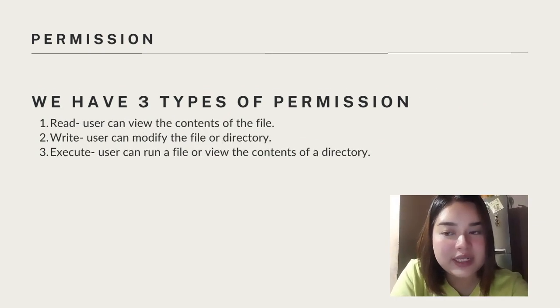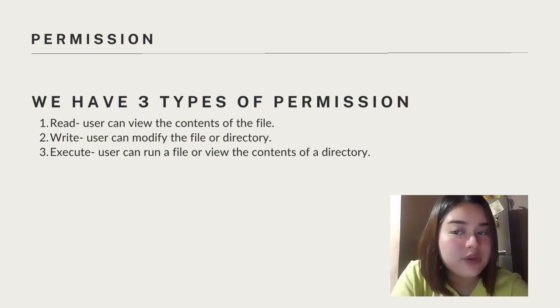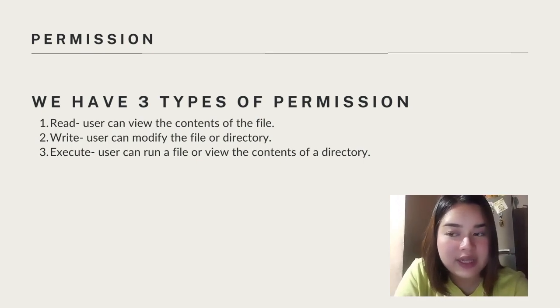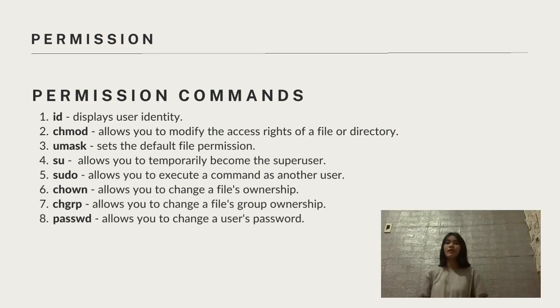The first type is read. It tells us that the user can view the contents of the file. The next one is write, which says that the user can modify the file or directory. And the last type is execute. It tells us that the user can run a file or view the contents of the directory. So we will proceed to permission commands.